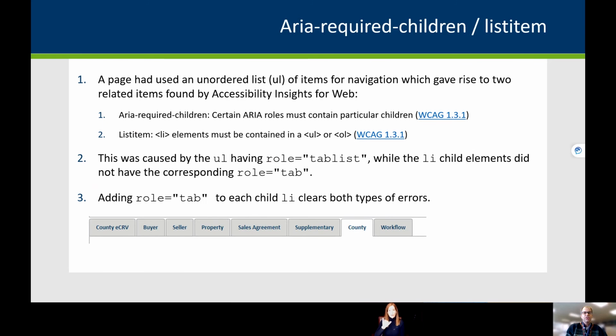Aria-required-children: certain Aria roles must contain particular children, WCAG 1.3.1. And list item: LI elements must be contained in a UL or OL, and the same standard applies. This was caused by the UL having role equals tablist, while the LI child elements did not have the corresponding role equals tab. Adding role equals tab to each child LI clears both types of errors.